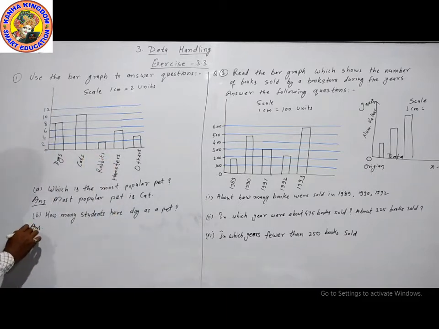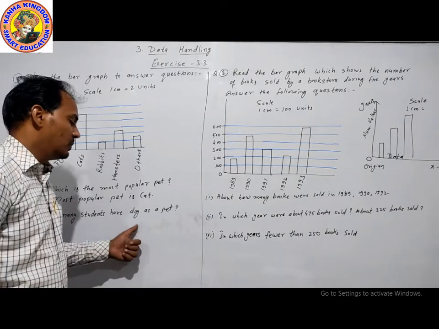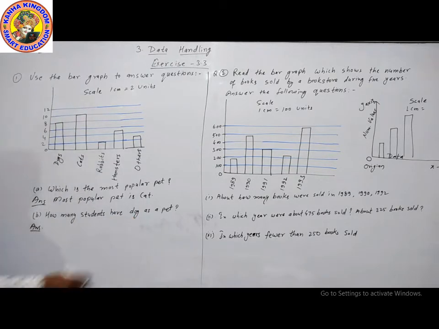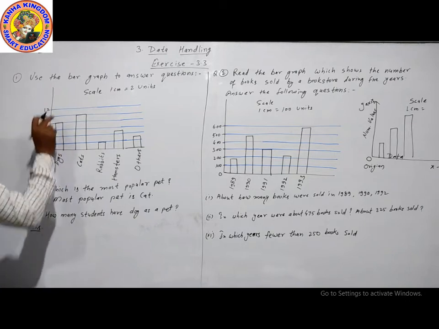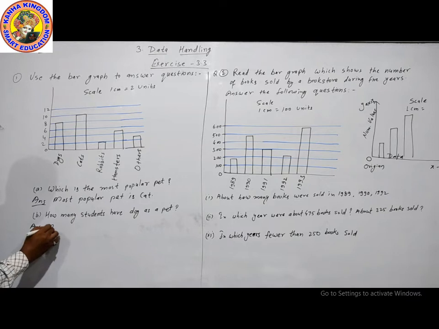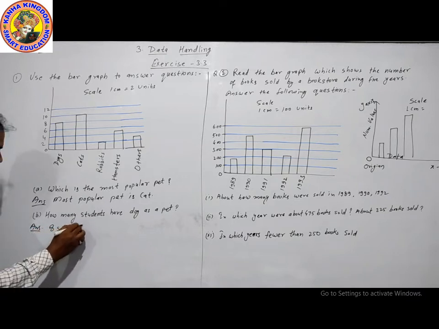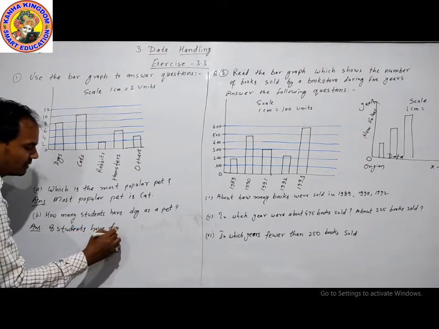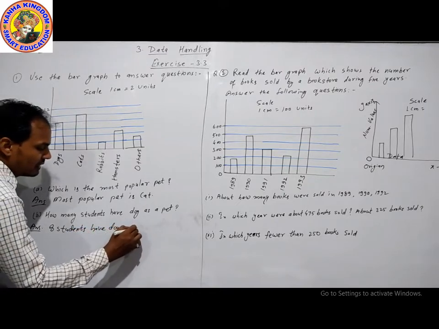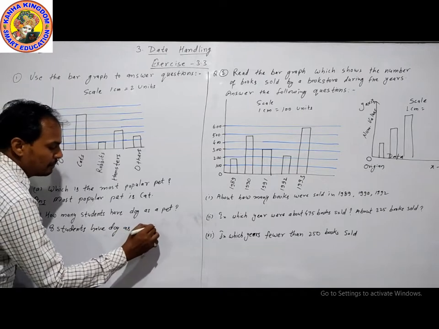Now the next one. How many students have a dog as a pet? How many students have a dog? These are the dogs: 8. So 8 students have a dog as a pet.